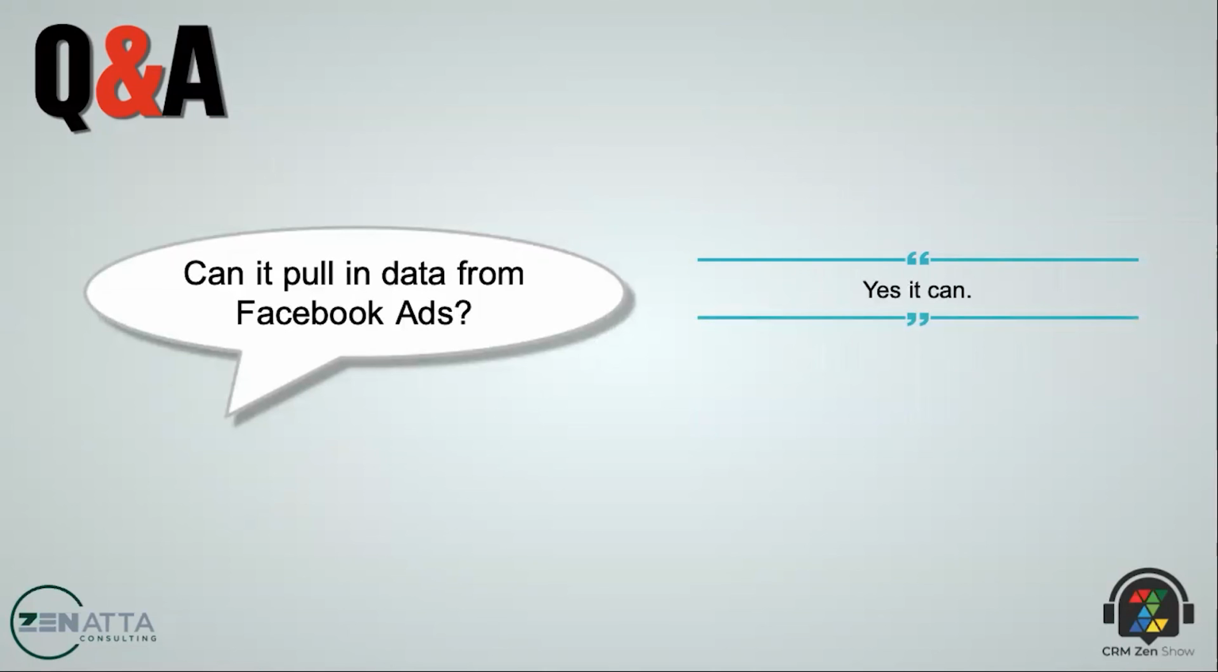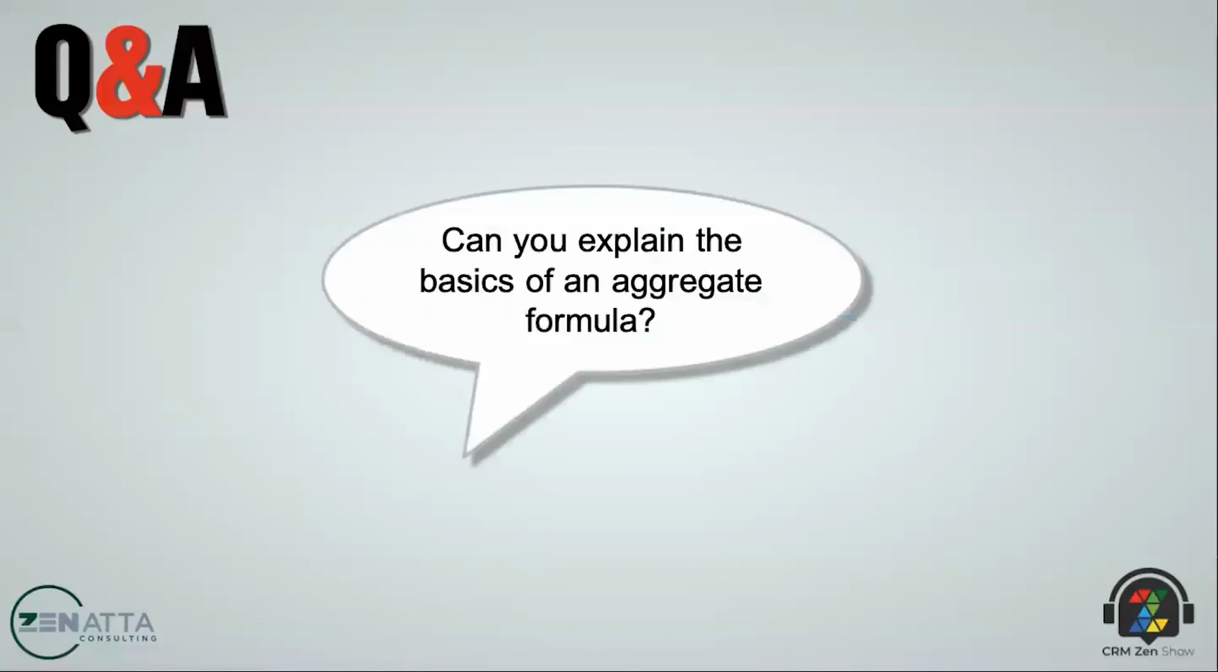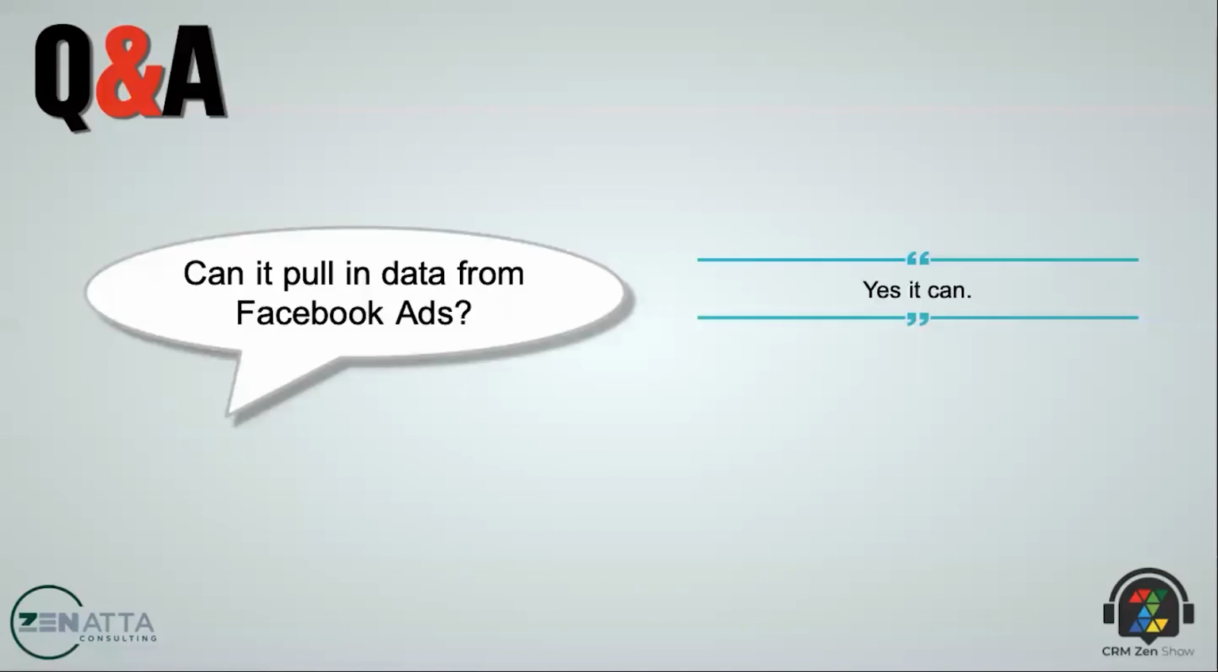And one more here around pulling in data from Facebook ads. You absolutely can. It's one of those pre-built connectors that Zoho has that you can basically just turn on and be off to the races. As well as Google Analytics and Google Ads and LinkedIn ads, all of those. So all of your advertising can be pulled in and you can analyze what's effective and what's not.